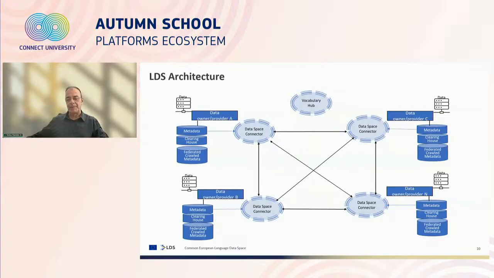In addition to the connectors network, there will be some ancillary, let's say, functionalities that will be provided more or less centrally. And one example of such functionality is what you see here in the center top, the vocabulary hub. And it is this vocabulary hub through which the LDS, let's say, network will make known the data model that it is using to describe, to model the data that are on offer.